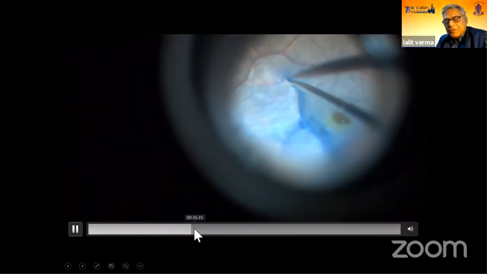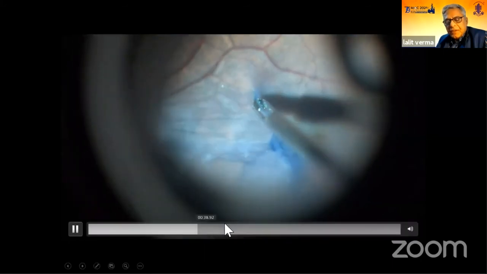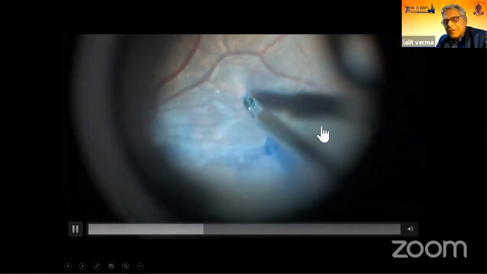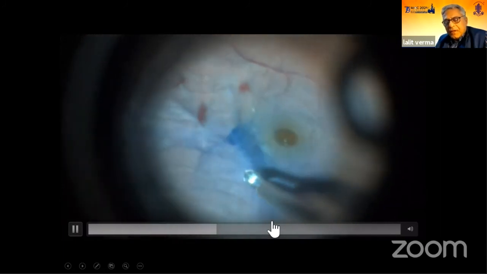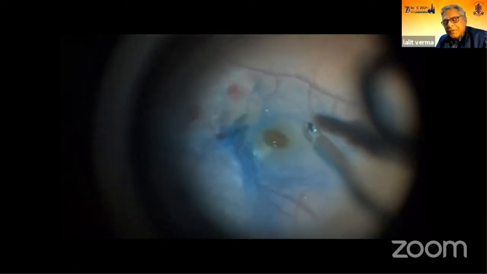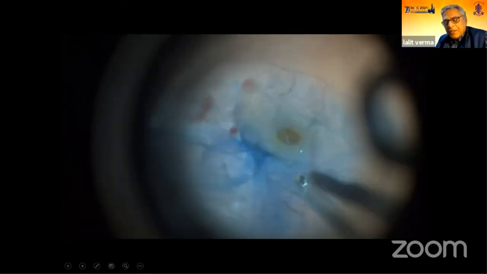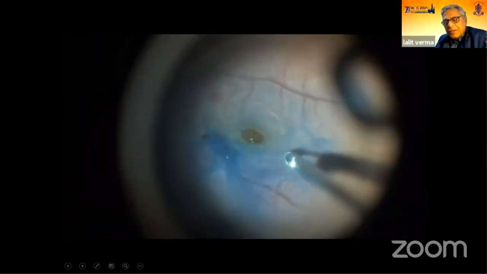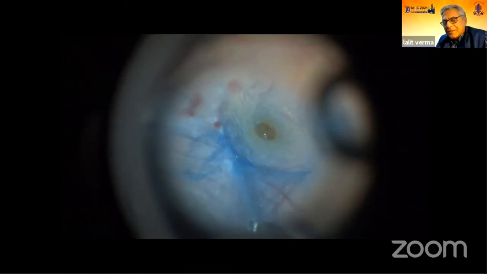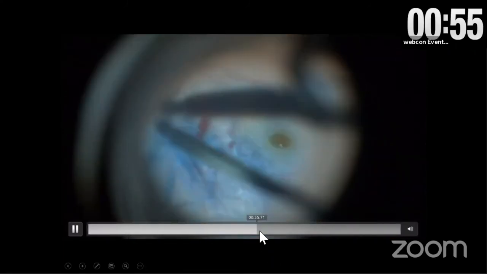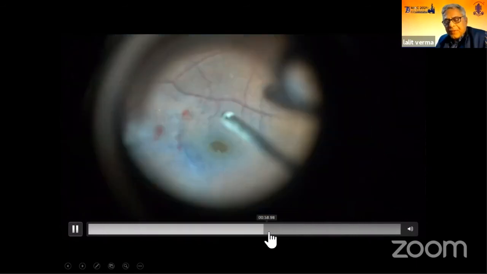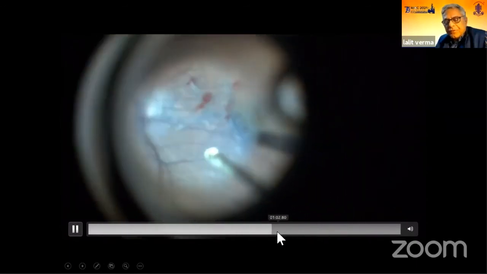Here again, the membrane is very densely adherent, and there was the appearance of a lamellar kind of macular hole here. So after this irregular kind of brittle membrane was removed, the surface of the retina was not as smooth as I would have liked it to be. One last couple of seconds only. So take your time, we have time.